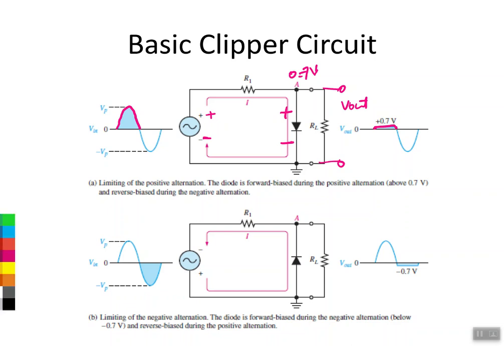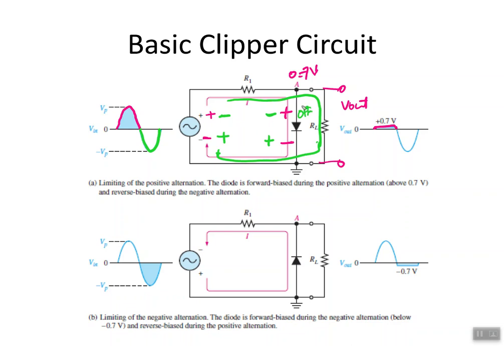For the negative cycle, the polarity across the power supply is in reverse, and same with the diode. So in that case, the diode is reverse biased, which means that the diode itself is off, and the current will actually flow through the load resistor and back around. We still have current flow. However, this diode is off.